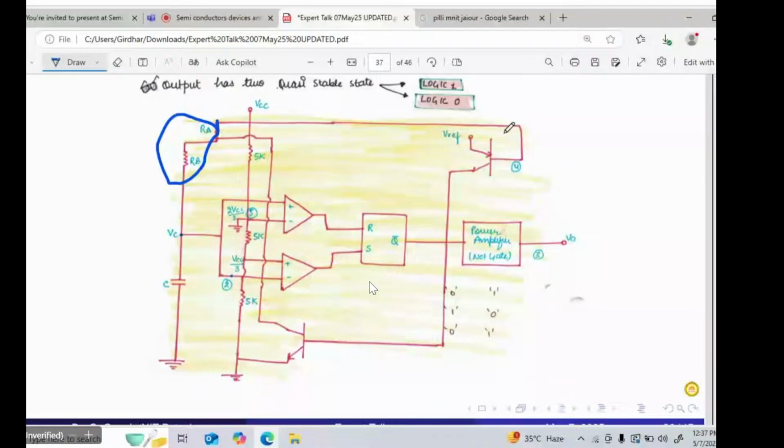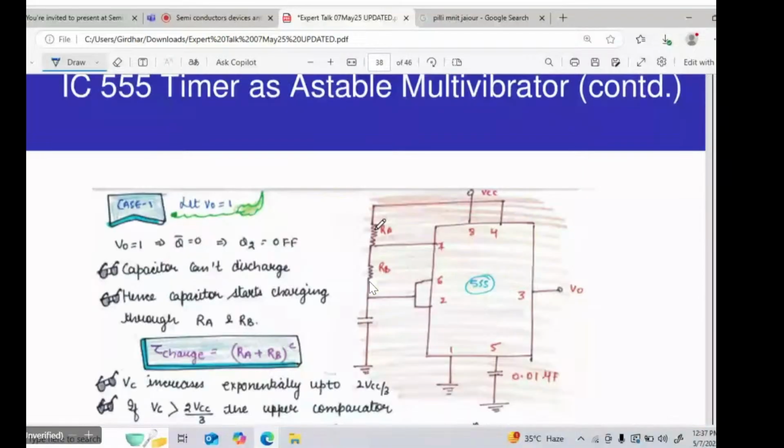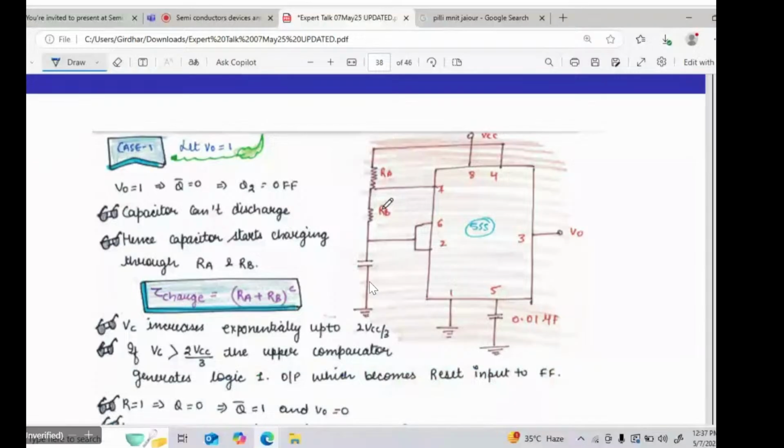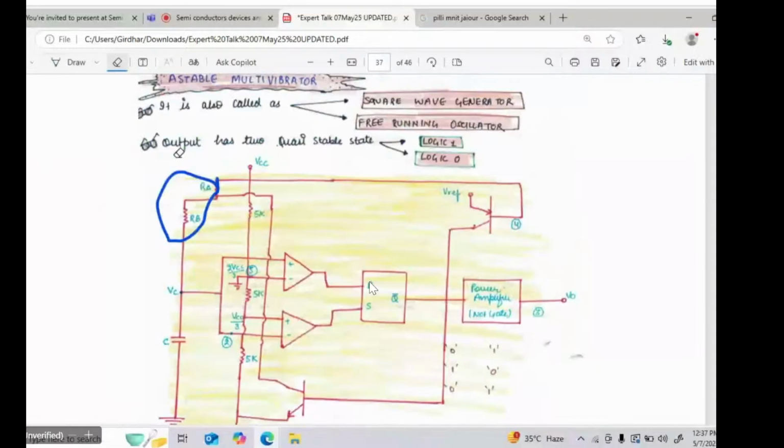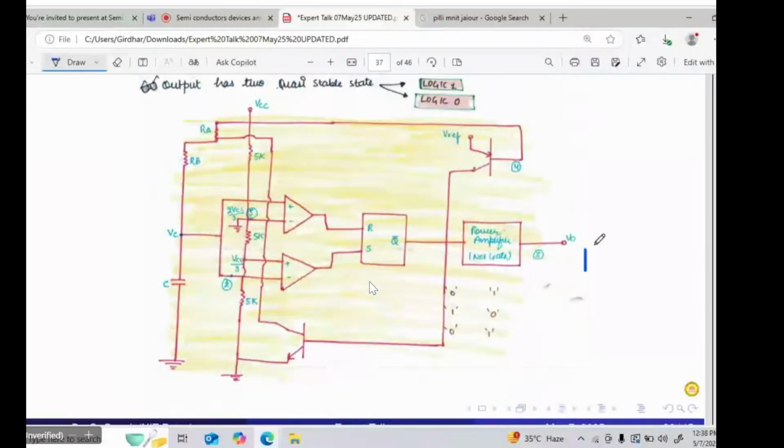Now let us suppose astable multivibrator. Let us suppose the output has two quasi-stable states, either logic 1 or logic 0. First case we are considering: V naught is 1. Mean output voltage is 1. Output voltage is 1 means this Q bar should be 0. Why? Because it is an inverter. If it is 0, then it will be 1.